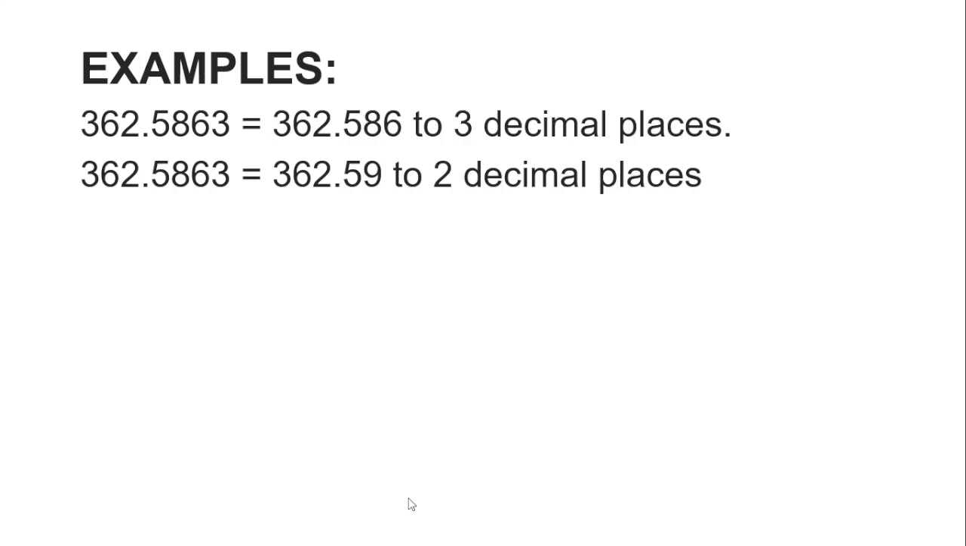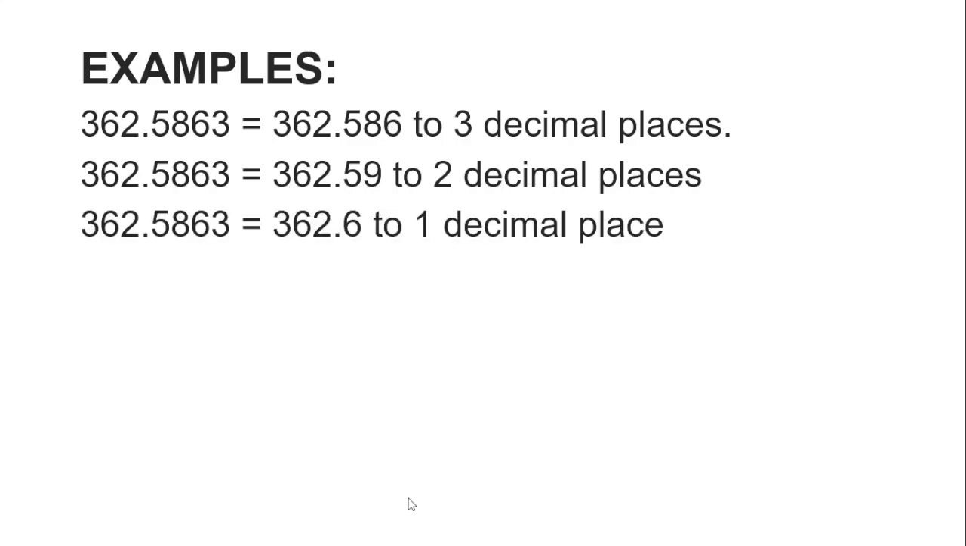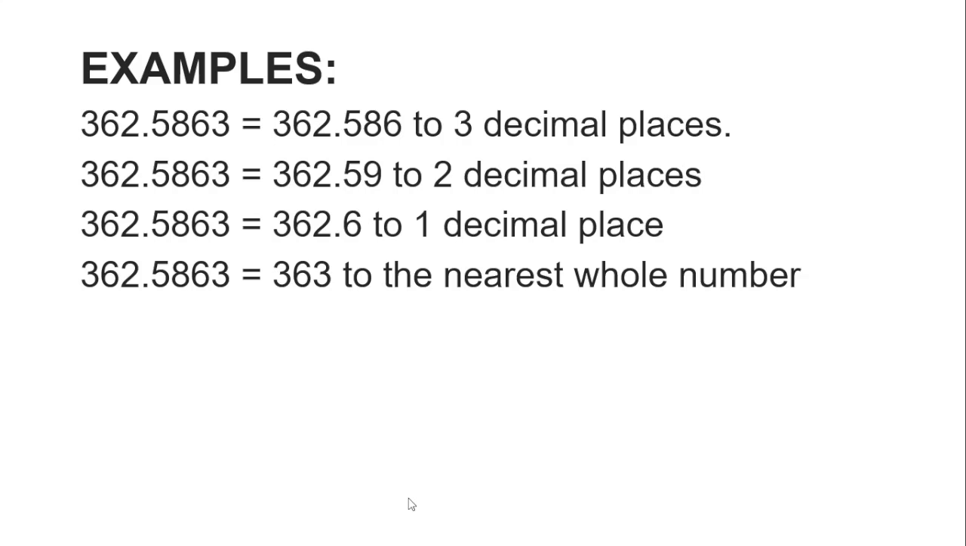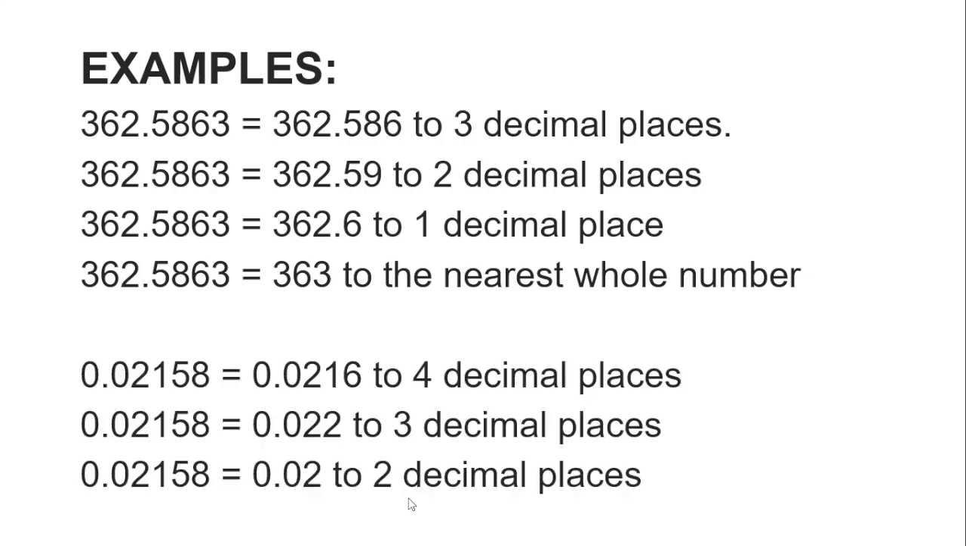So how about to 1 decimal place? That will give you 6, since 8 is above 5. Okay, and how about to the nearest whole number? It's gonna give you 363. Okay, so here are more examples.